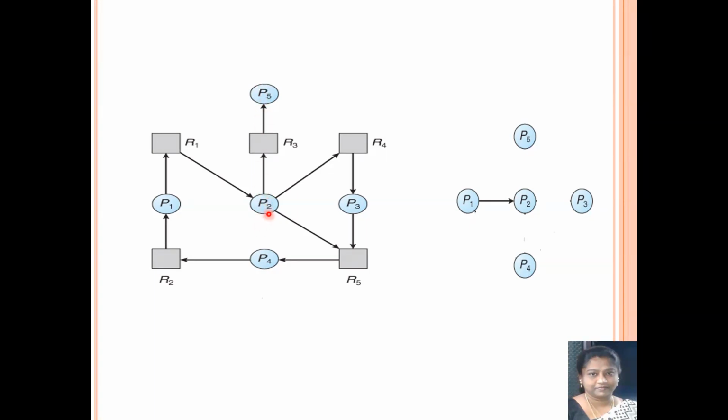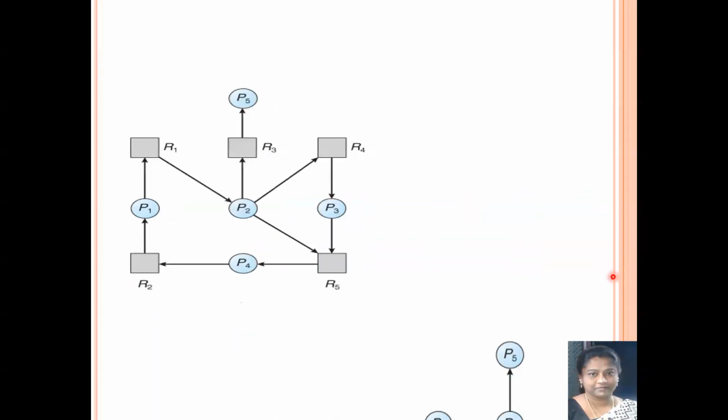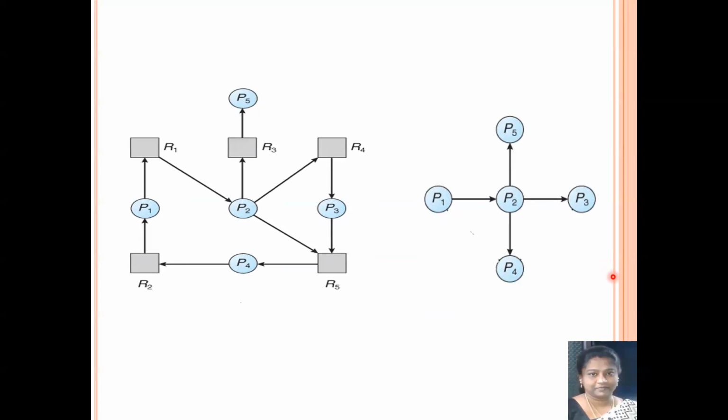Similarly, P2 is requesting R4 held by P3. That is, P2 is waiting for P3. And P2 is requesting R5, which is held by P4. Therefore, P2 is waiting for P4. So now, in my wait-for graph, I must draw 3 arrows proceeding from P2 to P5, P2 to P3, P2 to P4. Now look at the wait-for graph. This is how it has changed.